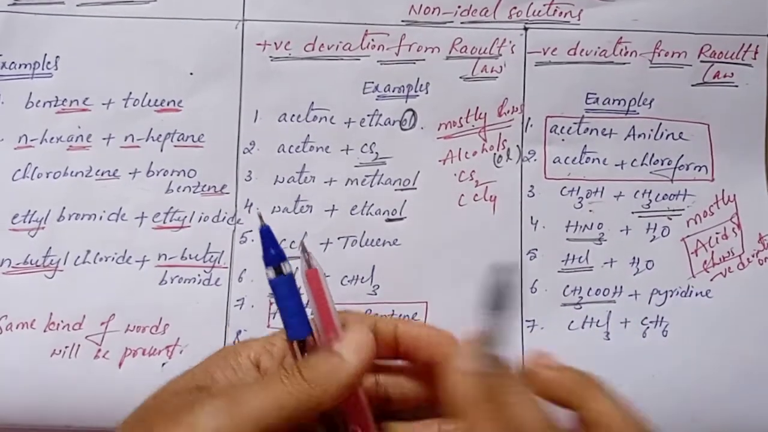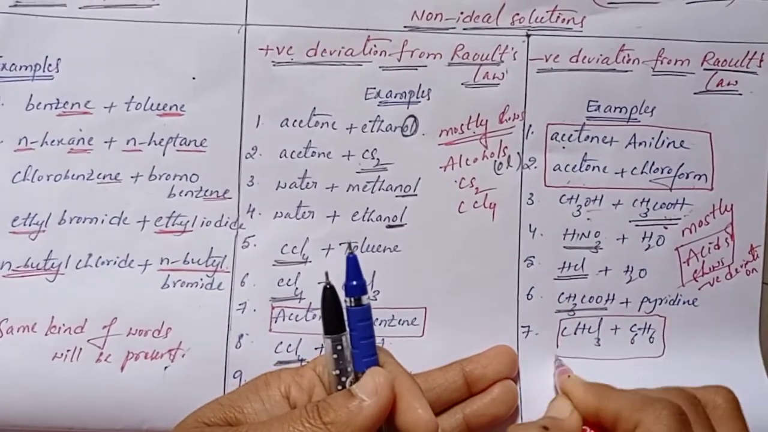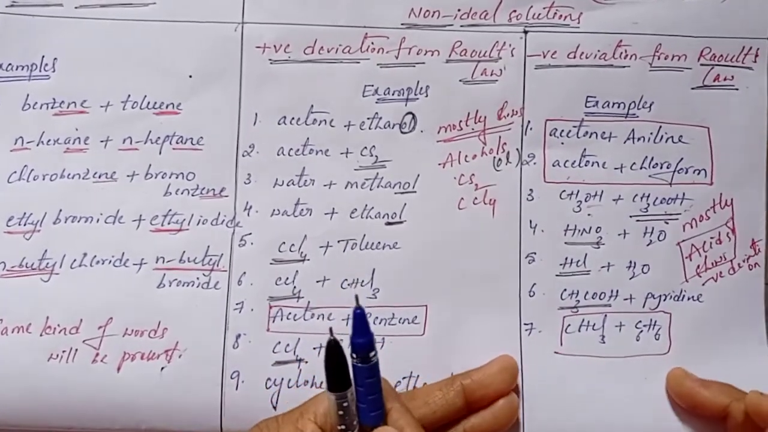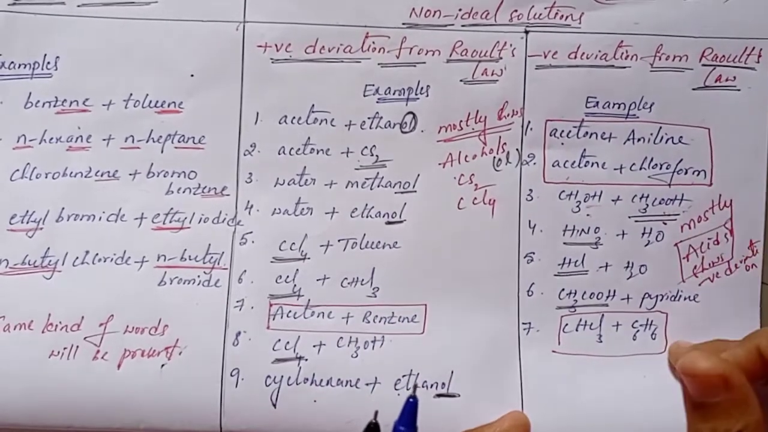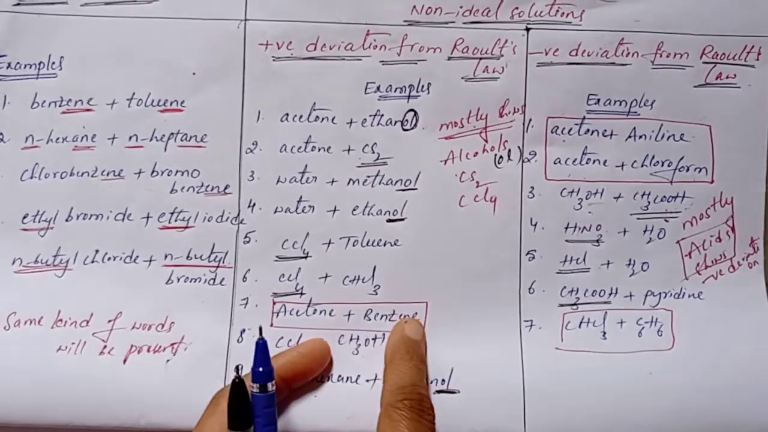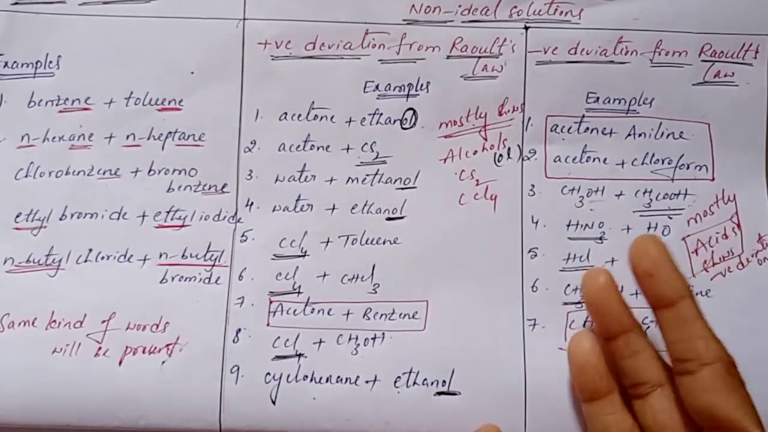And this last example also is an exception students. This example also you have to practice: chloroform plus benzene. Clear? So these three examples you have to learn by heart students. In positive deviation, this example you have to learn by heart. Remaining all you can easily identify by seeing the example.